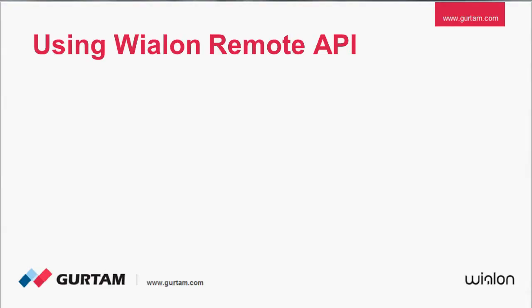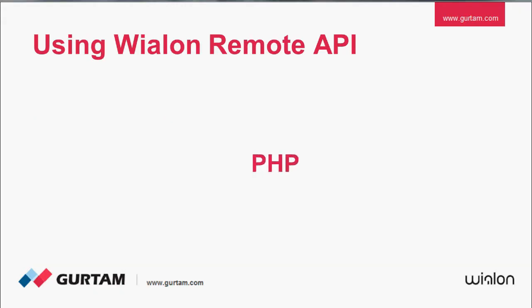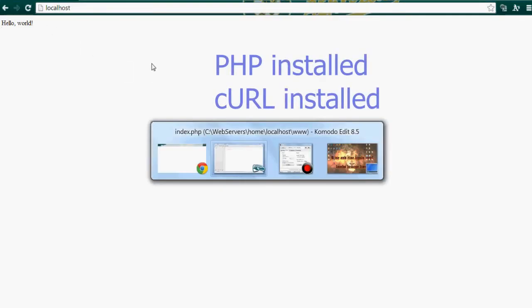Using Remote API. You can use Remote API for any programming language that can send HTTP requests. Here we'll show examples in several popular languages. PHP. We assume that you have already installed PHP and any web server to test it in your browser. Also, you need curl installed.